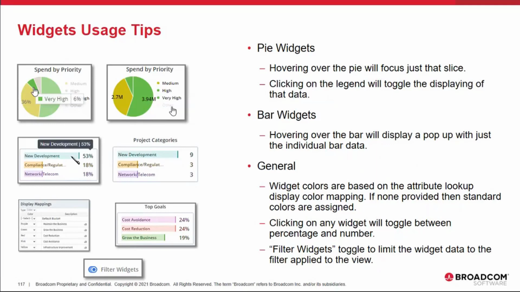For bar widgets, hovering over the bar will display in a pop-up just the individual bar data. And in general, the widget colors are based on the attribute lookup display mapping. If none is defined, then the standard colors are used. Clicking on any widget will toggle between the percentage and the number, and the filter widget toggle can be used to limit the data for all the widgets based on the filter applied to the view.